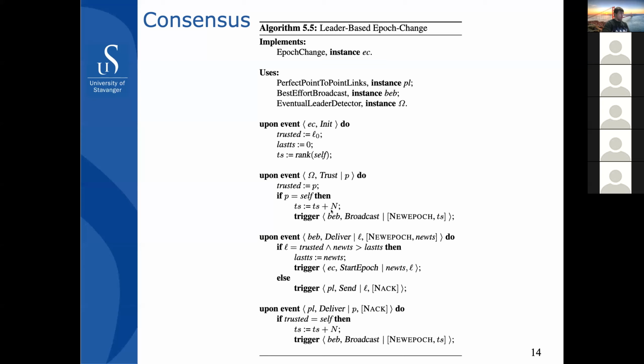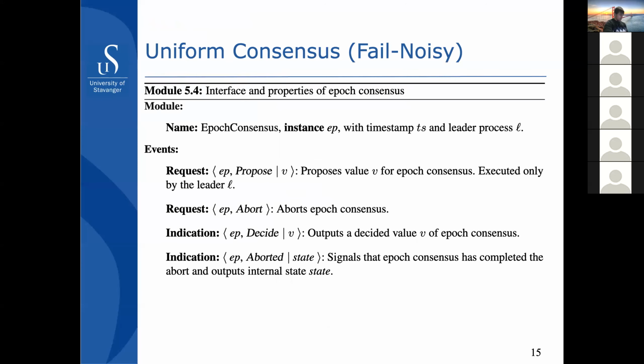So yes, that's the leader change epoch. So the epoch consensus is similar to the uniform consensus, but one key difference here is that we are in the fail-noisy model, and due to this we don't have the strong guarantee that we will reach consensus in a particular epoch. So we must keep in mind that we may reach consensus in the epoch, or we may terminate or abort.